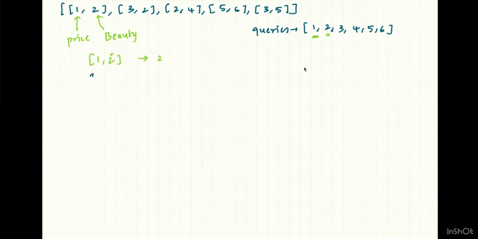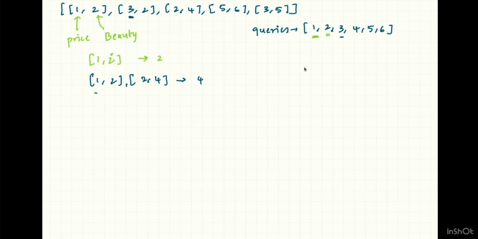What all items have price less than or equal to 2? 3 is not less than 2, so we have 1, 2 and 2, 4. Only these two products fall under the desired criteria, so the maximum beauty which we would get is 4 in this case. Let's take 3.